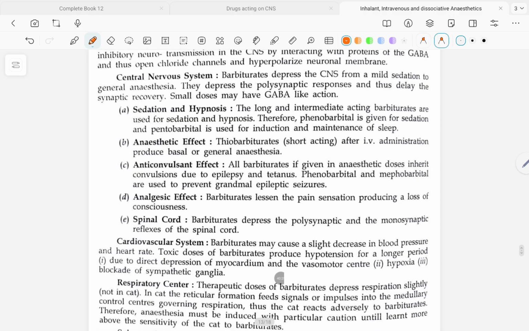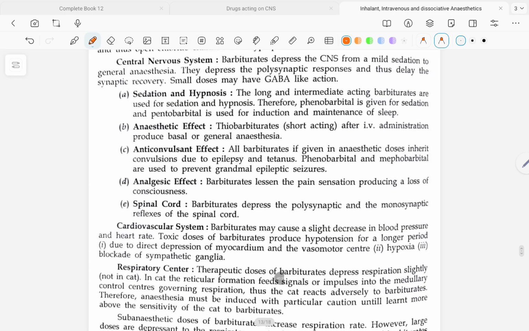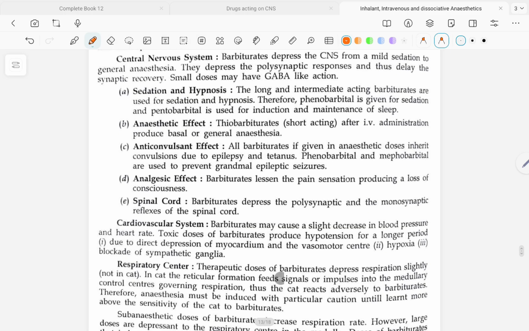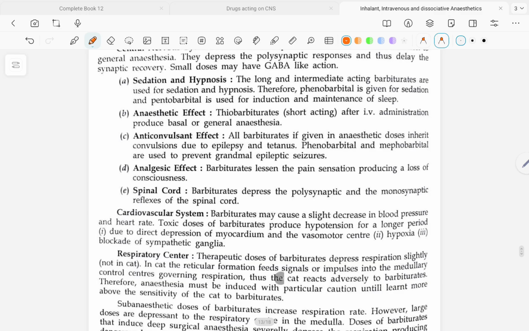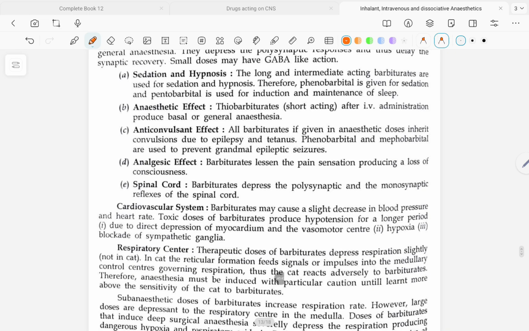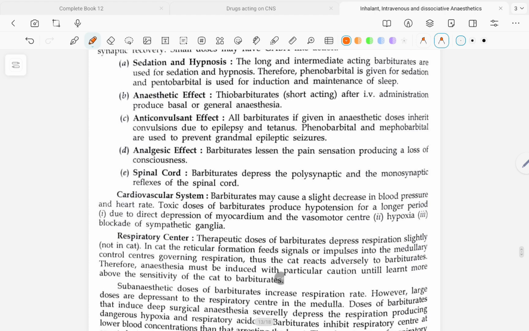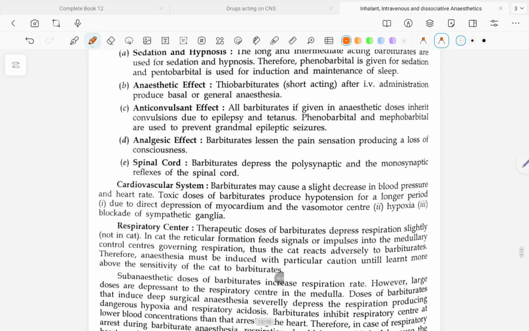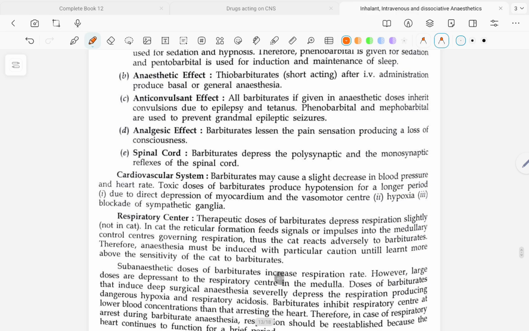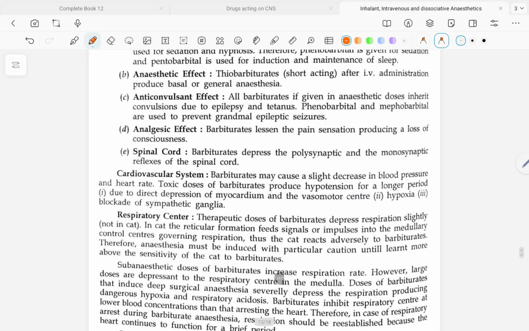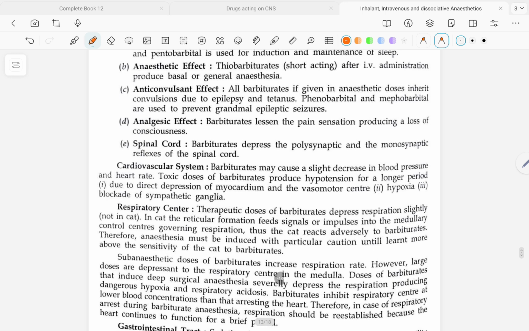Sedation and hypnosis. The long and intermediate acting barbiturates are used for sedation and hypnosis. Therefore, phenobarbital is given for sedation and pentobarbital is used for induction and maintenance of sleep. Anesthetic effect. Thiobarbiturates, short acting, after IV administration produce basal or general anesthesia. Anticonvulsant effect. Barbiturates, if given in anesthetic dose, inhibit convulsion due to epilepsy and tetanus.